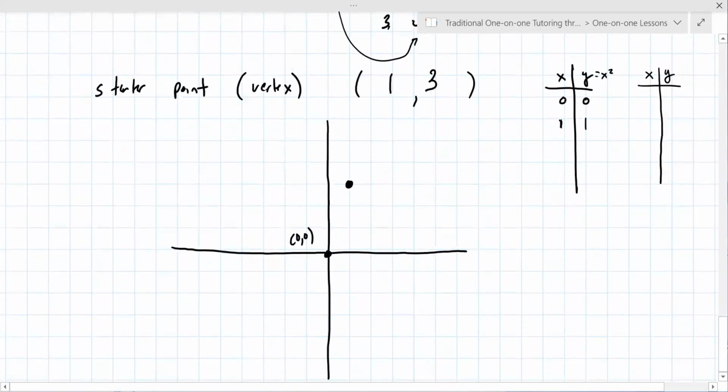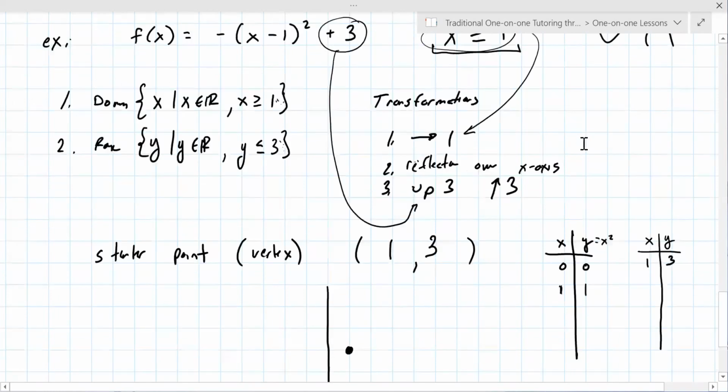So the starter point, 0, is going right 1. So that becomes positive 1. The y, you're reflecting it over the x-axis, which is staying there, and then you go up 3.